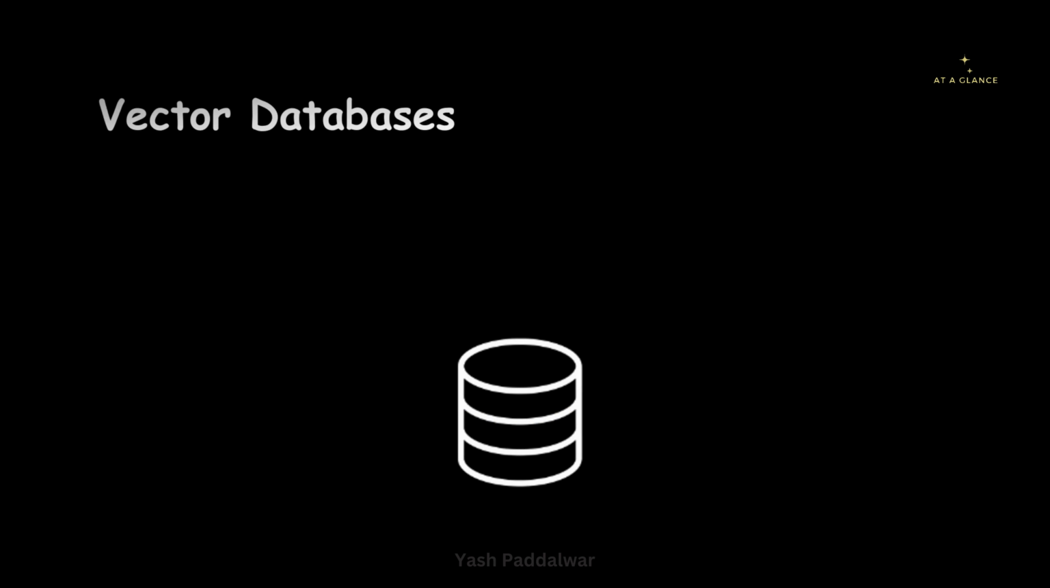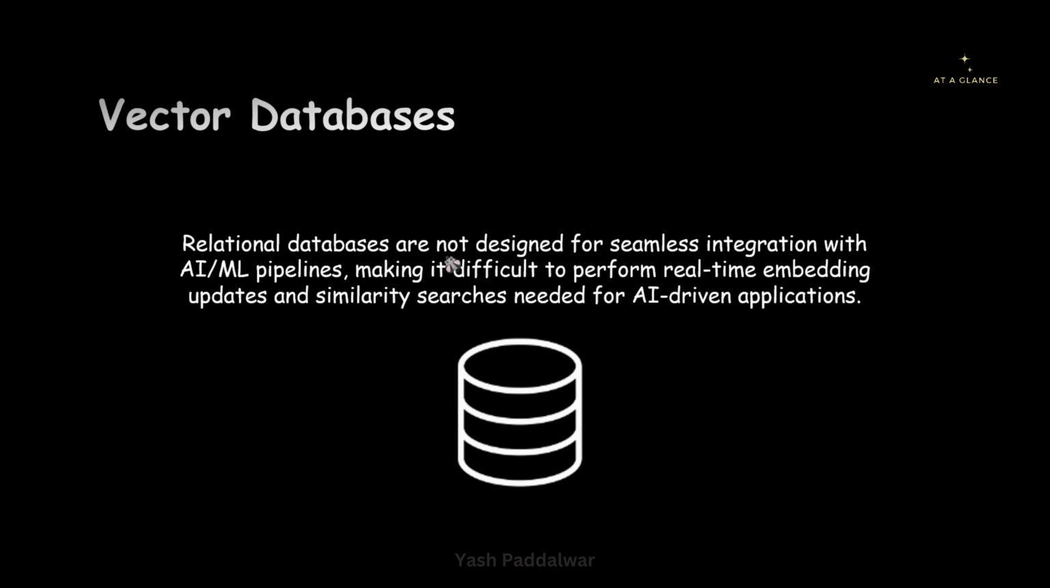Now let's talk about one more reason. Relational databases are not designed for seamless integration with AI/ML pipelines, making it difficult to perform the real-time embedding updates and similarity searches needed for AI-driven applications. Now, as you know, relational databases do not have the capability to integrate with AI/ML pipelines, for example, the RAG application of generative AI. So in such scenarios where we have to integrate the databases with AI or ML pipelines or workflows, we cannot use the traditional database. So this is one of the reasons: integrating with AI/ML pipelines or workflows.